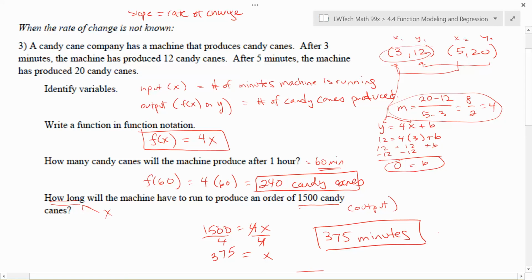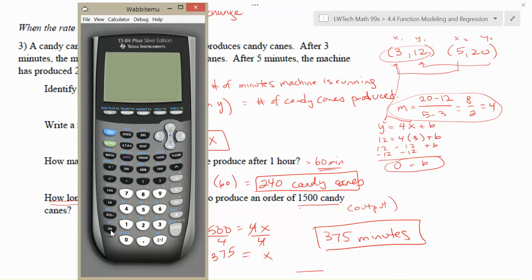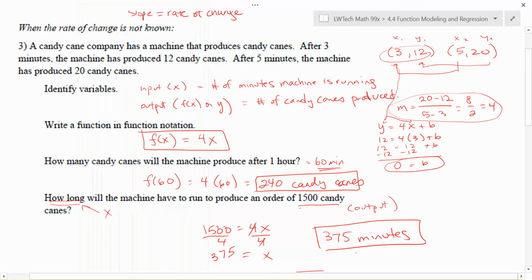If you want to know how many hours that is, because that's a better way to report your answer, you can just divide that by 60. So 6.25 hours is how long you'd have to run the machine. And again, if they don't specify, either one of those answers is perfectly acceptable. But sometimes it's nice to have that idea in hours so that you can picture how long you'd have to have the factory up and running to get the order filled.